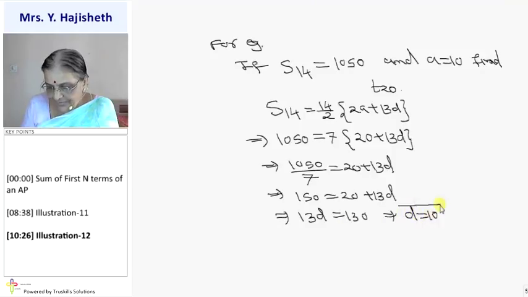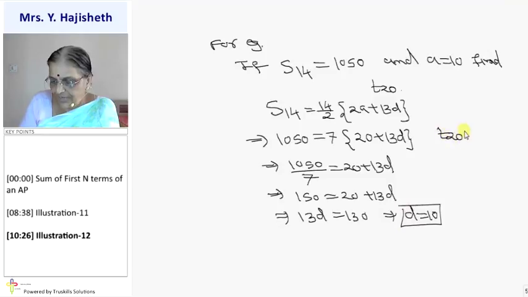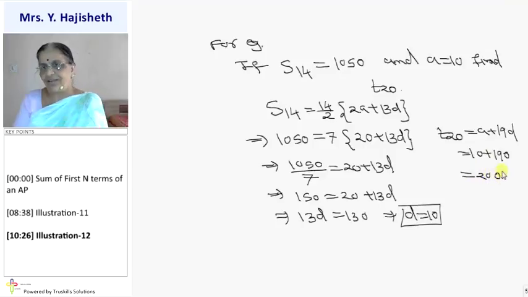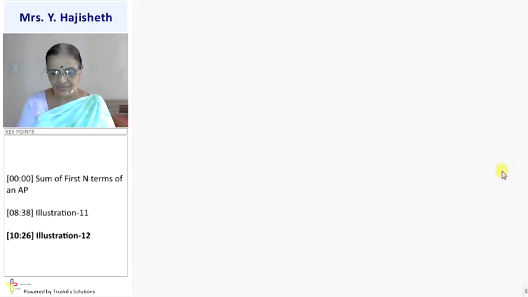d has come. Now we are almost done. In order to find T20, a plus 19 d. a is known, d we have found as 10. So it is 190. So my answer is 200. Clear? My 20th term is 200. Clear?